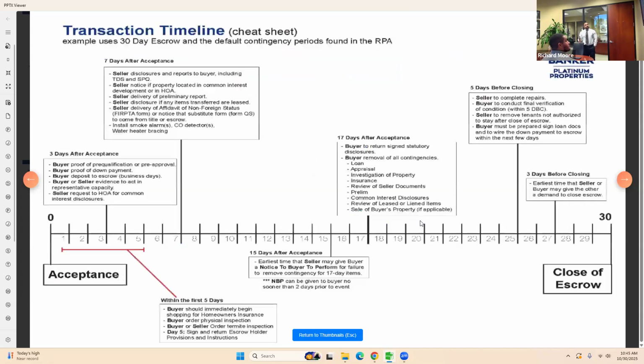All right. And this is the transaction timeline. All right, here we go. So day 0 is acceptance. And acceptance is delivery of the accepted offer. It could be accepted today, but not delivered until tomorrow. So tomorrow would be acceptance day, right? Once it's delivered to the final party, that's acceptance, day 0. So then the next day is day 1. So if you're talking about a 17-day contingency period, tomorrow would be day 1, all the way through 17 days.